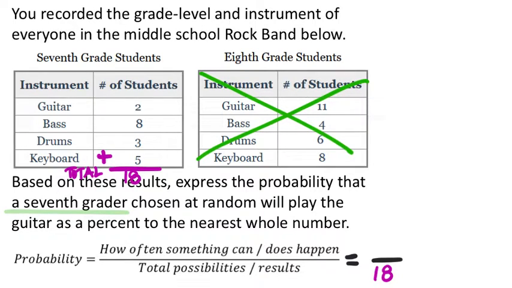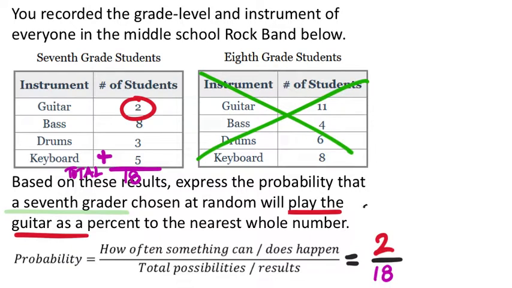And then it said they're going to be chosen at random. How many of these are going to play the guitar, or the probability you're going to find a guitar player? Well, it looks like there's 2 students that are in 7th grade in the rock band that play guitar. So that's going to be 2 out of 18. Of course, we do want the percentage here. So I'm going to type in 2 divided by 18 in my calculator.